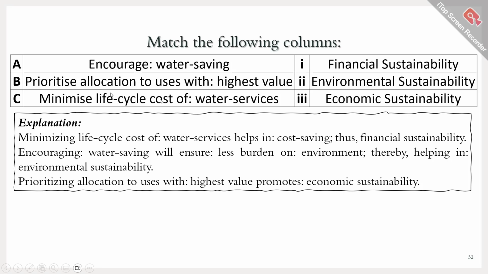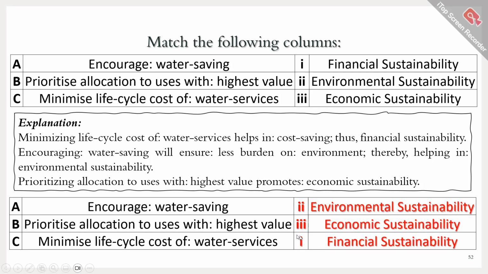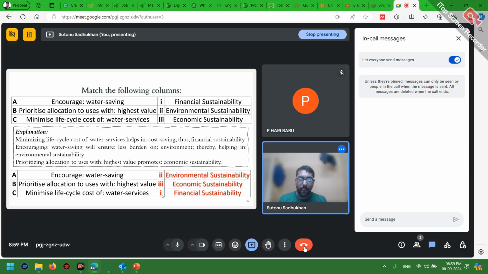Hence, option B is related with option 3. Option A, encourage water saving, is related with environmental sustainability, that is option 2. And option C, minimize the life cycle cost of water services, is related with cost saving, hence the financial sustainability, that is option 1. 2, 3, 1 is the correct order.